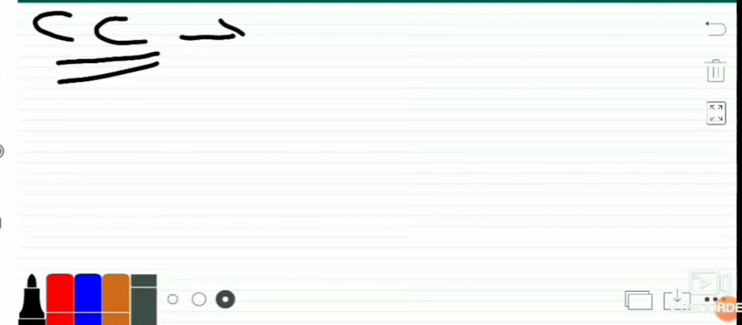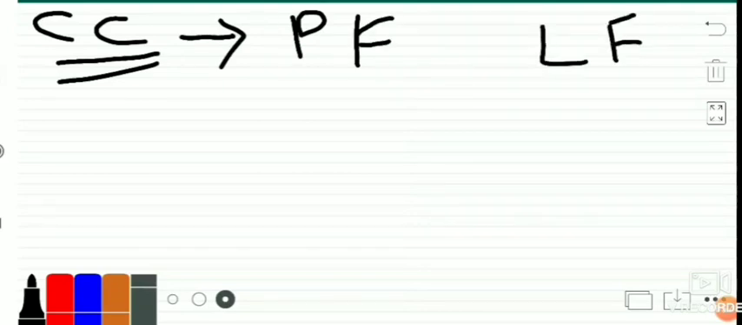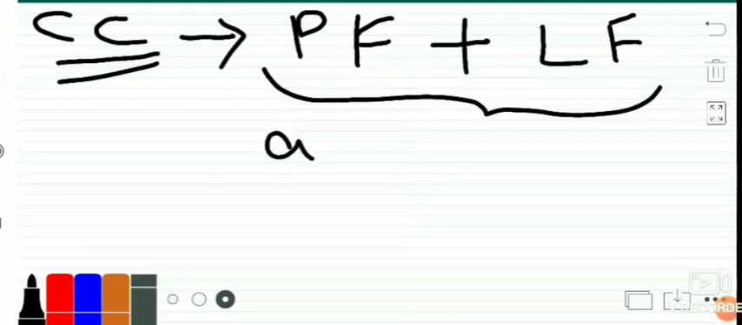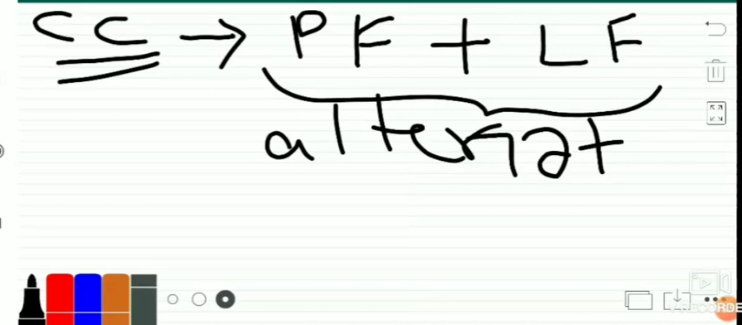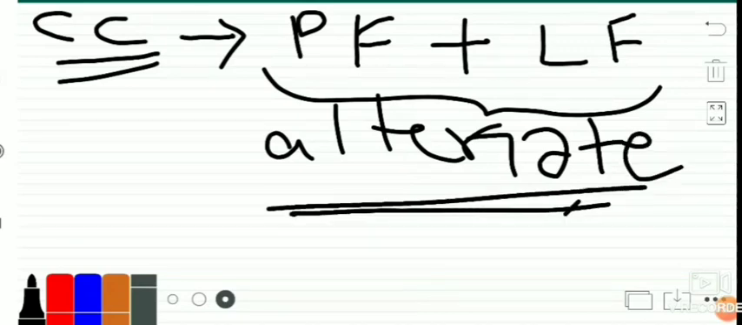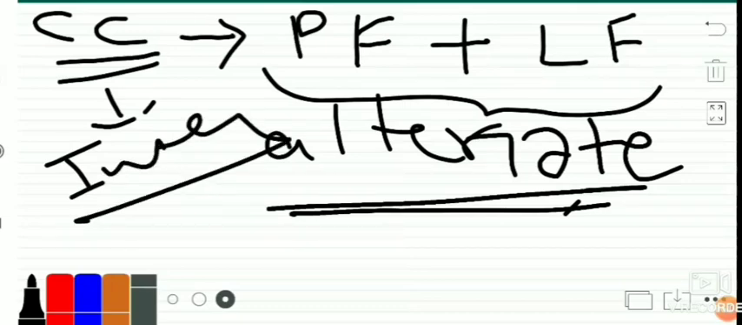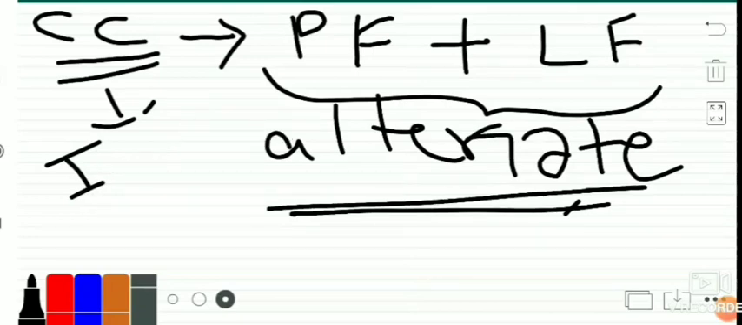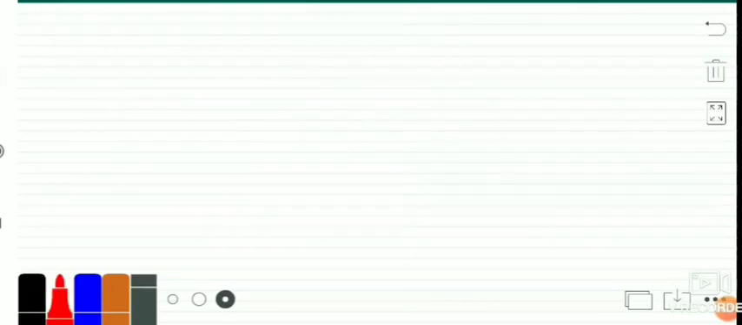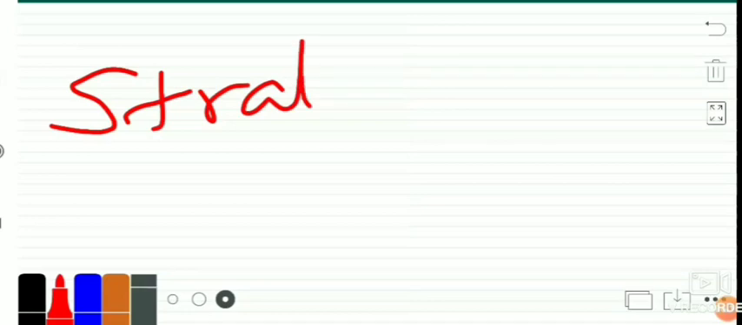Now composite cones, like cinder cones, are made up of pyroclastic material, and lava cones are made up of lava flows. Composite cones are made up of both of these, arranged in an alternate manner, right? These are intermediate among both the extremities, and these are also known as stratovolcano.